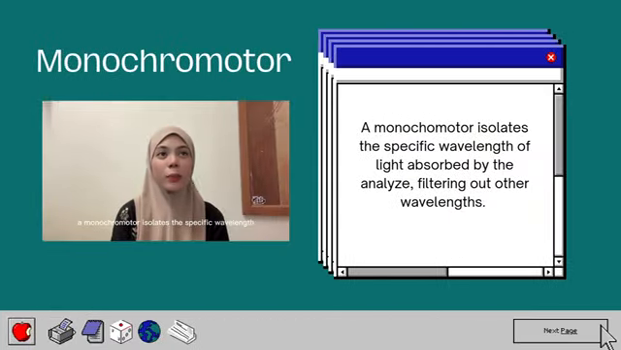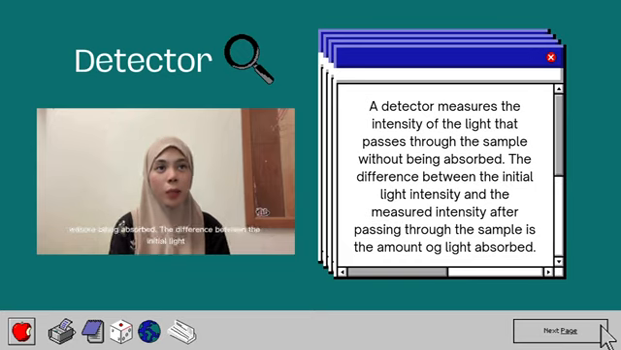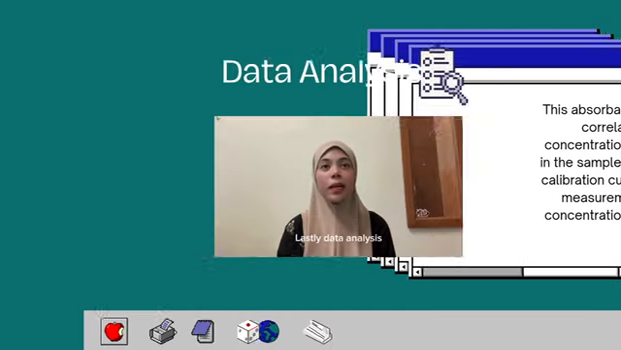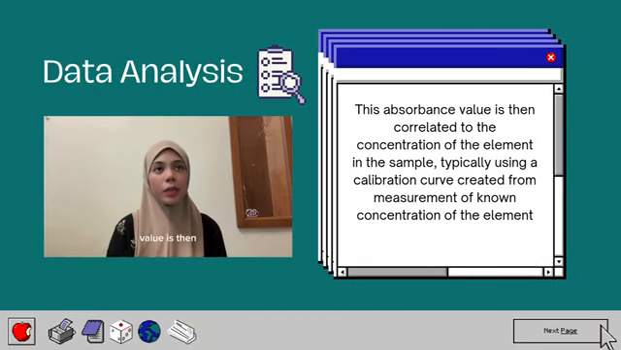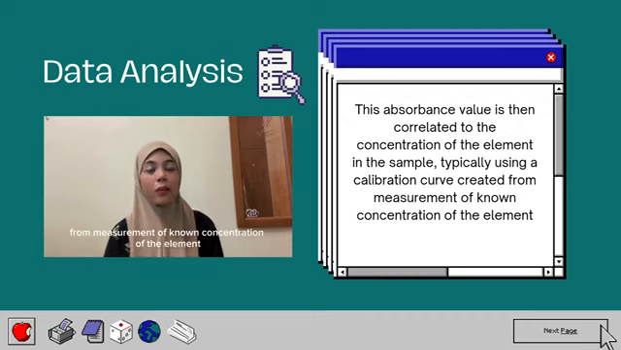Next, the monochromator. A monochromator isolates the specific wavelength of light absorbed by the analyte, filtering out other wavelengths. A detector measures the intensity of the light that passed through the sample without being absorbed. The difference between the initial light intensity and the measured intensity after passing through the sample is the amount of light absorbed. Data analysis: this absorbance value is then correlated to the concentration of the element in the sample, typically using a calibration curve created from measurements of known concentrations of the element.